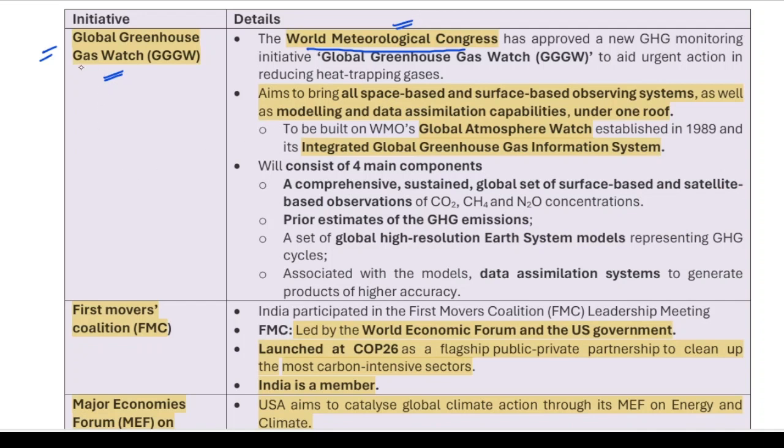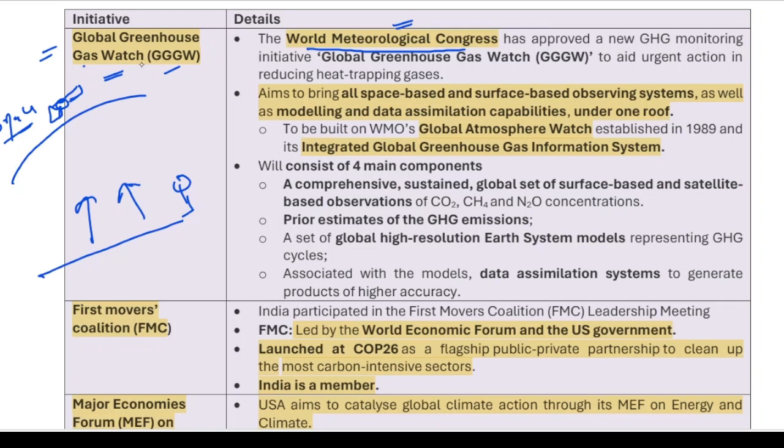What will this initiative do? Greenhouse gases are being emitted, just for reference, from the land area. So how can we track it? We can put monitoring stations on the land, and also in space, outside the earth, we can put monitoring satellites. What the Global Greenhouse Gas Watch will do is collect all data from these satellites and all data from the land-based systems, and make a single repository of data. So this is the work of the Global Greenhouse Gas Watch. From this single repository, any report or type of data can be collected, and progress can be estimated.